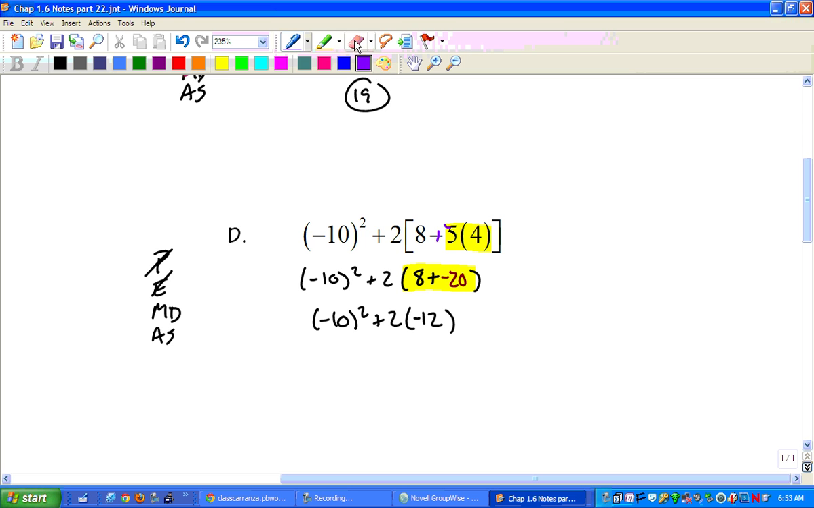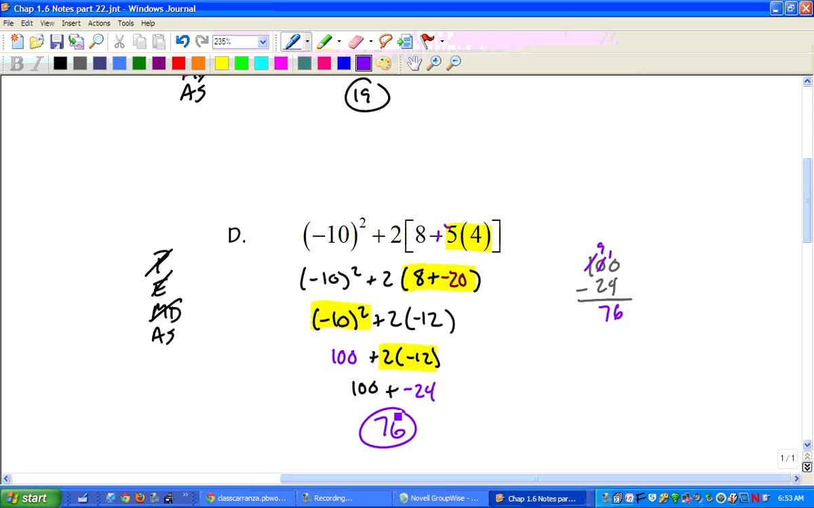Let's move on to exponents, which we have right here. Negative 10 squared is positive 100. Okay. We have to multiply before we add. 2 times negative 12 gives you negative 24. So we need to subtract 100 minus 24 off to the side. You gotta borrow. And our answer is positive 76.